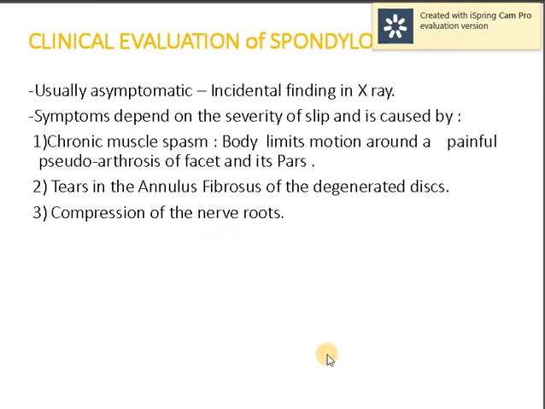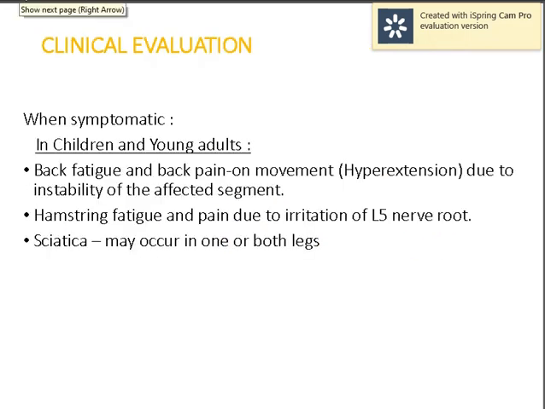Clinical evaluation of spondylolisthesis. Spondylolisthesis is usually an asymptomatic incidental finding on X-ray. Symptoms depend on the severity of the slip and are caused by chronic muscle spasm. The body limits the motion around a painful pseudoarthrosis of the facet and its pars. There will be tears in the annulus fibrosus of the degenerated discs, and compression of the nerve roots.